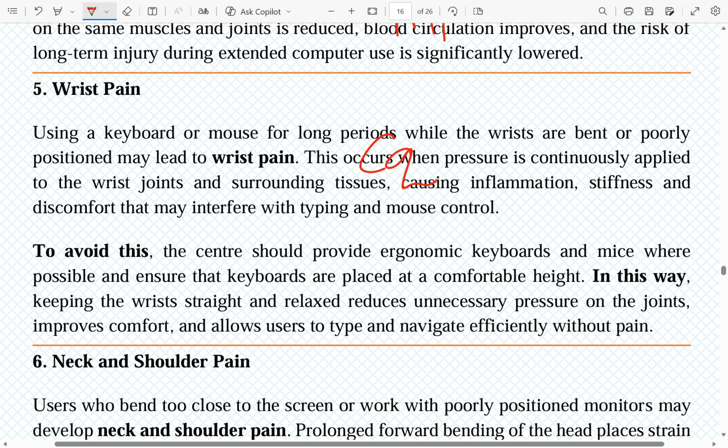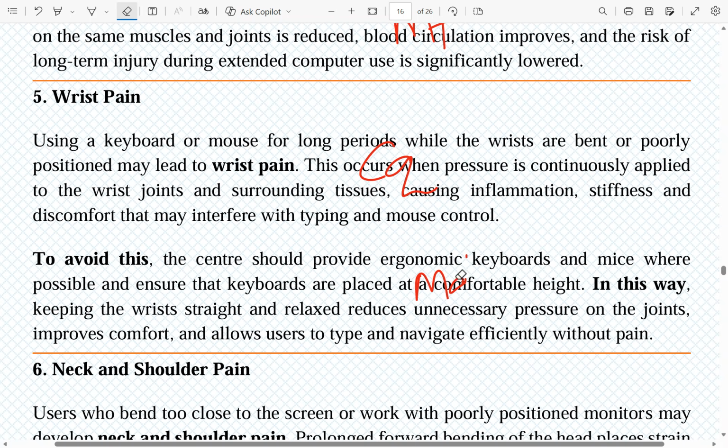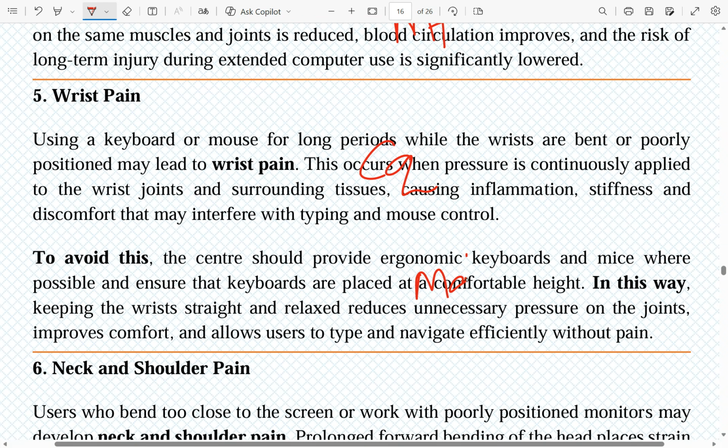To avoid this, the center should provide ergonomic keyboards and mice. Where possible, ensure that keyboards are placed at a comfortable height. In this way, keeping the wrists straight and relaxed reduces unnecessary pressure on the joints, improves comfort, and allows users to type and navigate efficiently without pain. So this is our mitigation which we have provided for this very area.